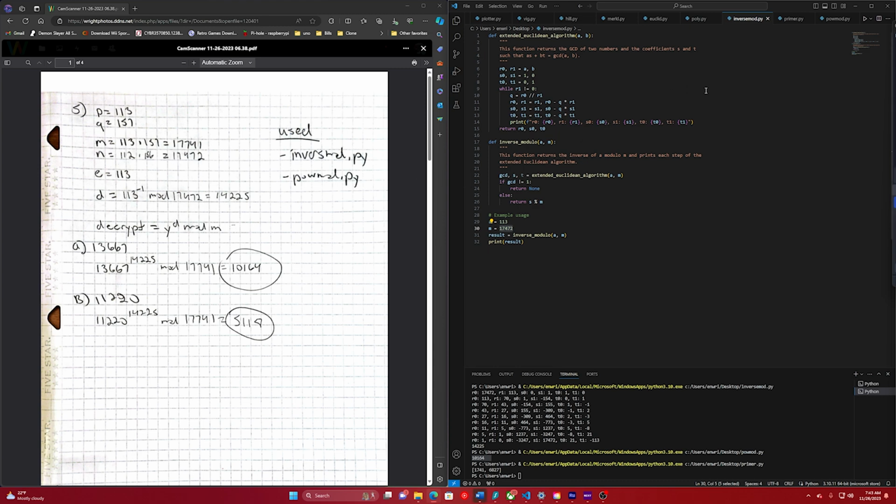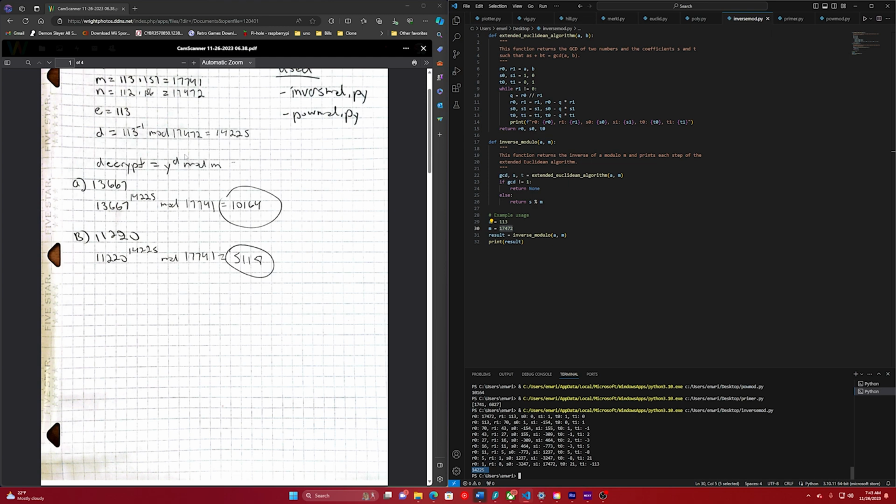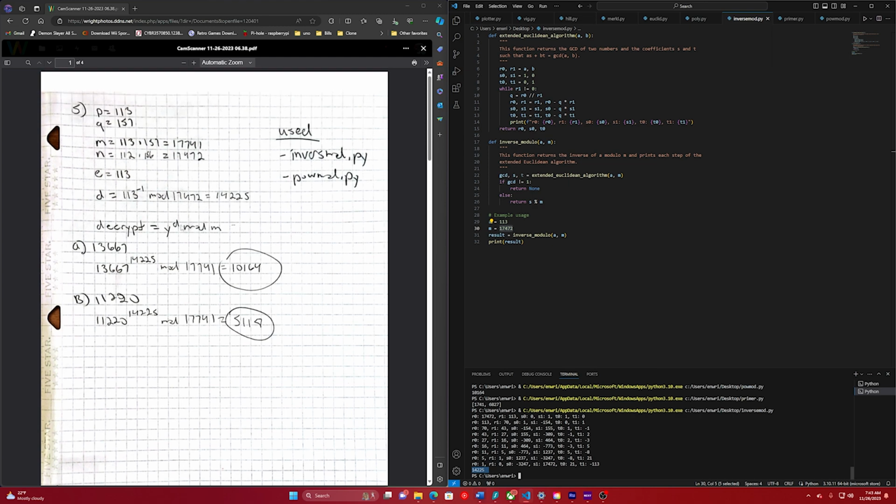I hate doing things by hand, so a lot of this I have little Python things for. You could do Euclid's algorithm, all that jazz. That sounds like fun. Go ahead and do that if you want. But I just have this inverse mod.py. You just plug in your values here. You hit run. Bada bing, bada boom. 14,225.